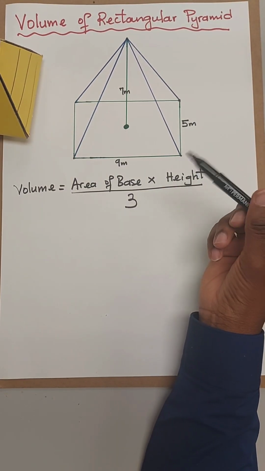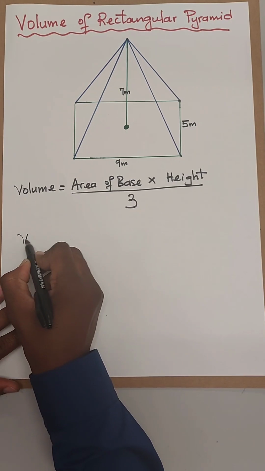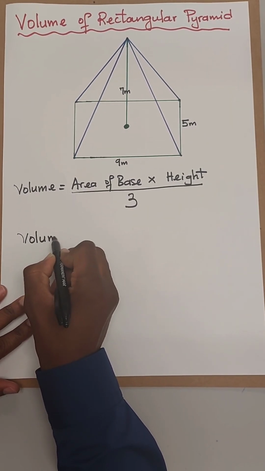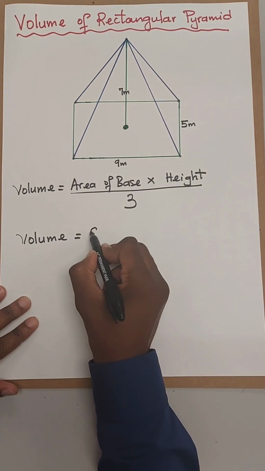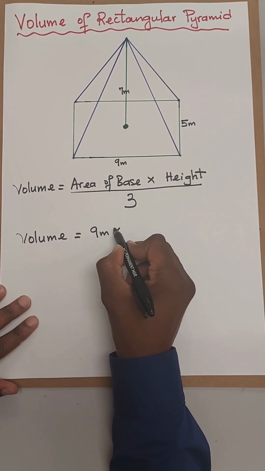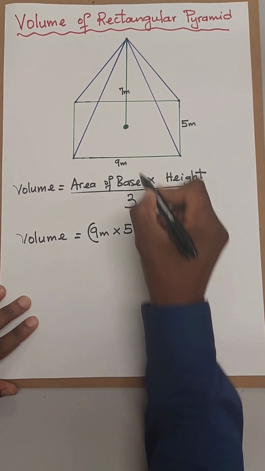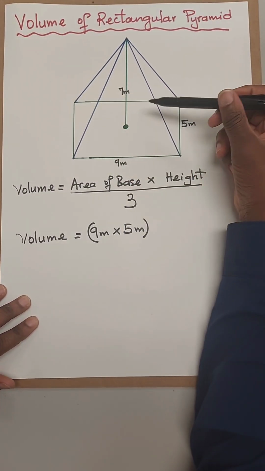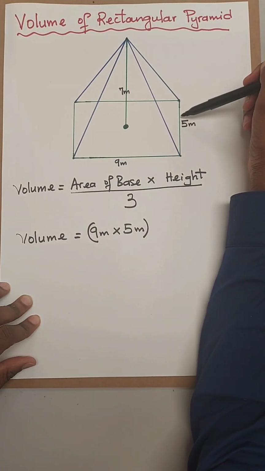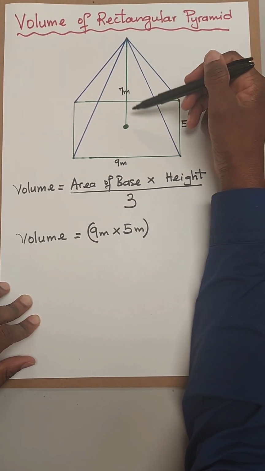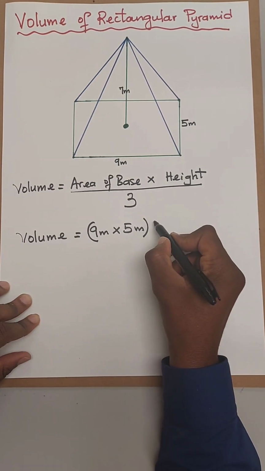So that said, the base is a rectangle, so the area of that base will be 9 times 5. So the area of the base is 9 meters times 5 meters. And then the height in this case is the central pole. It's not the slant height over here. It is the central pole. So the height of that central pole is 7 meters.